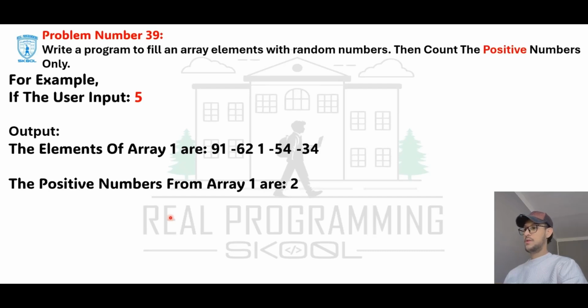Today we're going to have problem number 39. Write a program to fill in array elements with random numbers, then count the positive numbers only. This time we want to count the positive numbers that exist inside the array.